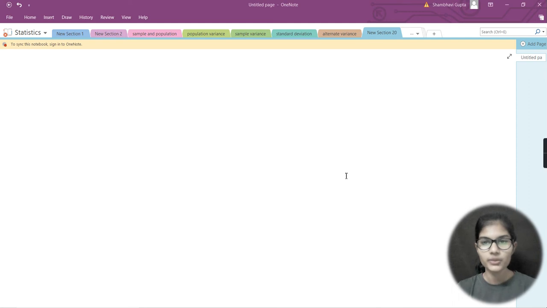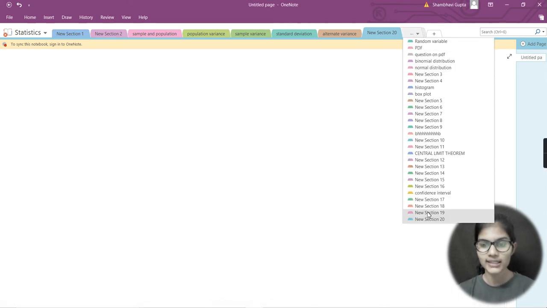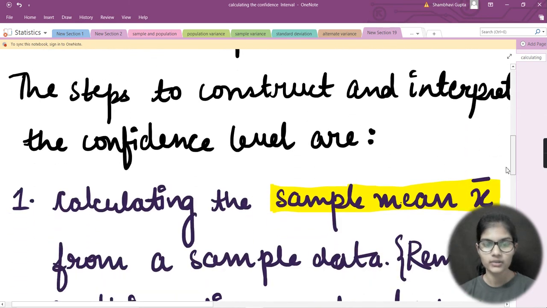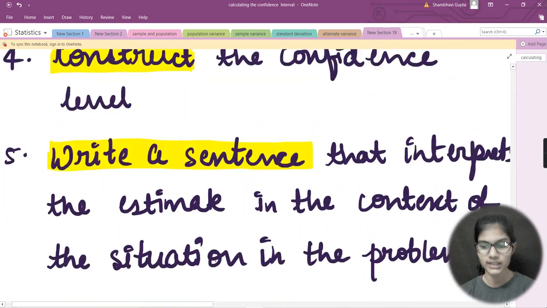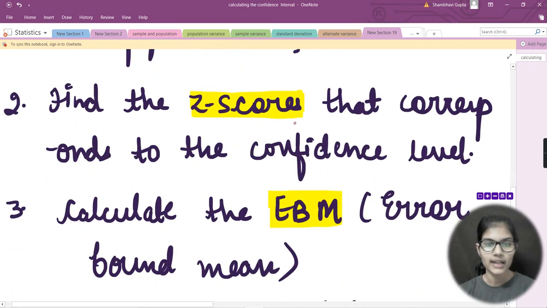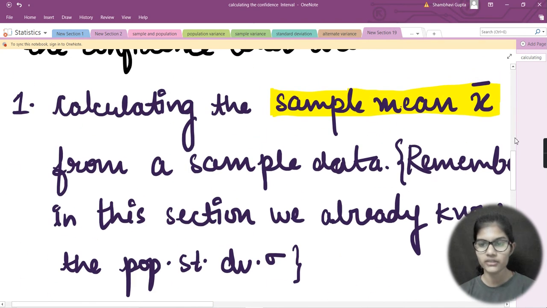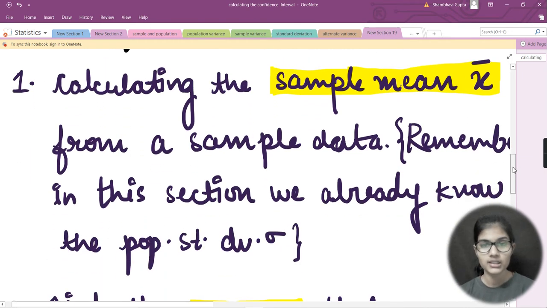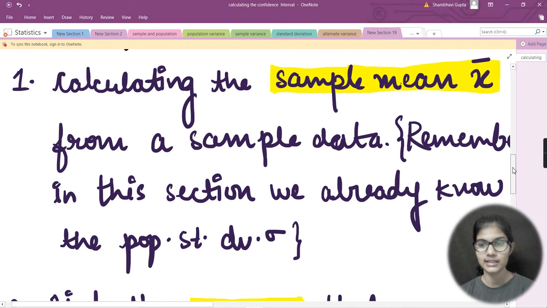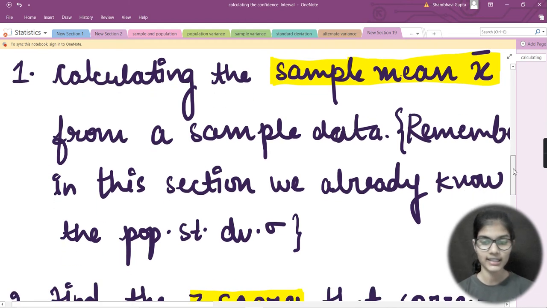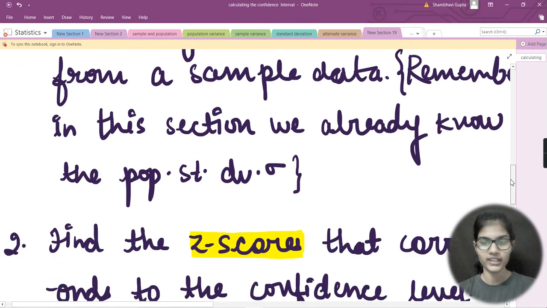So in the previous video we had seen the steps for constructing the confidence interval, right? Today we are going to take the second step, and that is how to find the z-scores for the confidence level. I'm not going to repeat the very first step, the mean, because mean is very simple and we have been doing it from the very start of the statistics series. So I am going to take the z-scores, fine?